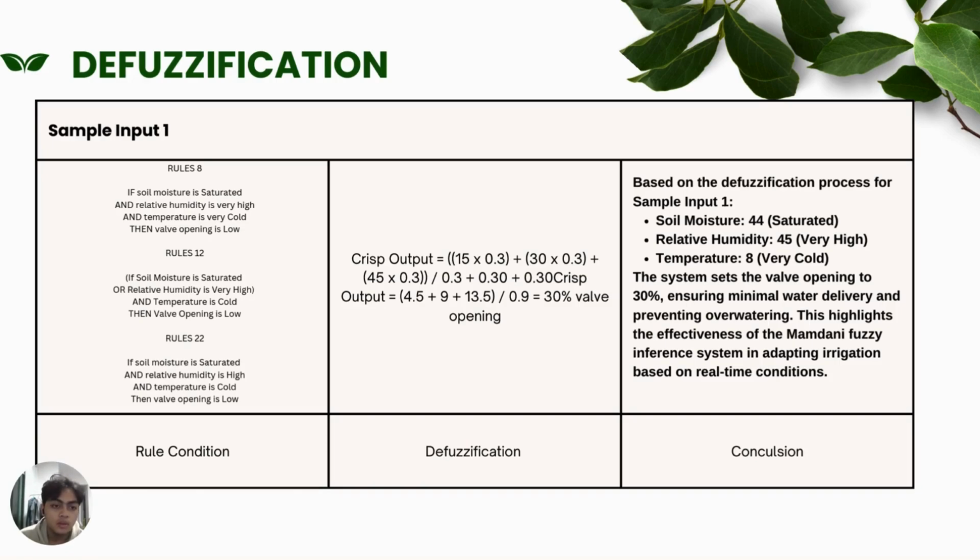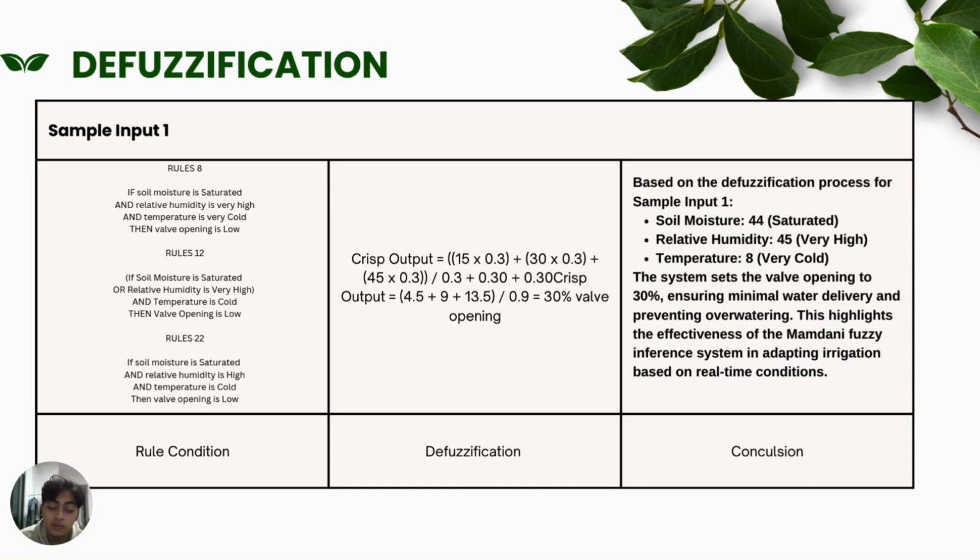Now is the slide for the first sample input, which is for low valve opening. We include three rules. Rule 8: if soil moisture is saturated and relative humidity is very high and temperature is very cold, then valve opening is low. Then rule 12: if soil moisture is saturated or relative humidity is very high and temperature is cold, then valve opening is low. And lastly, rule 22: if soil moisture is saturated and relative humidity is high and temperature is cold, then valve opening is low. So we apply the crisp output, or the centroid method of gravity. We apply the defuzzification, and the result is 30% valve opening, which is low.